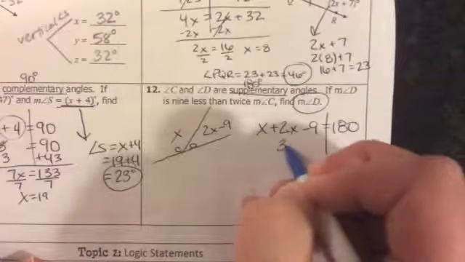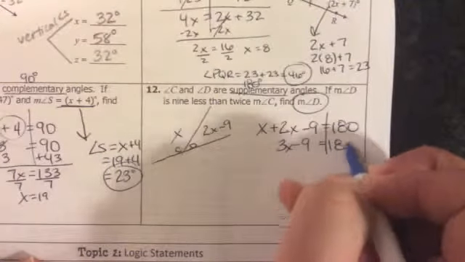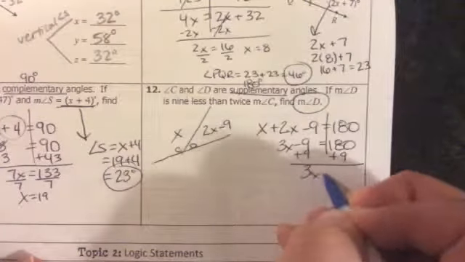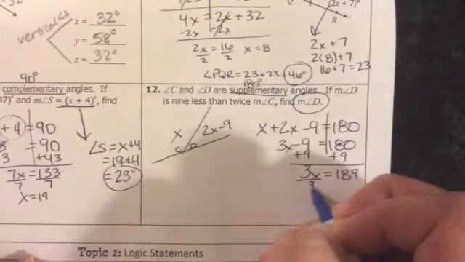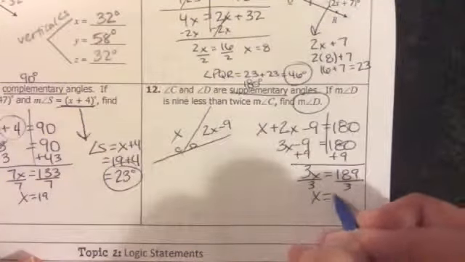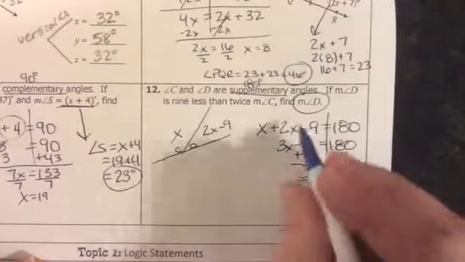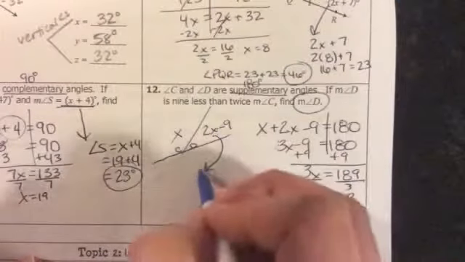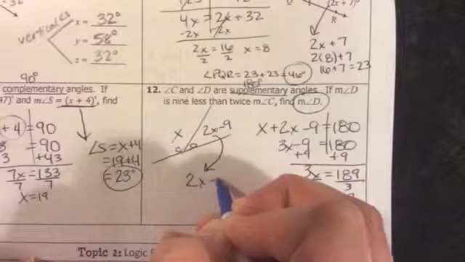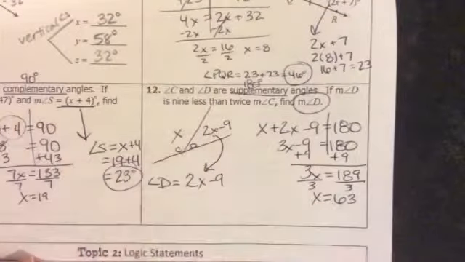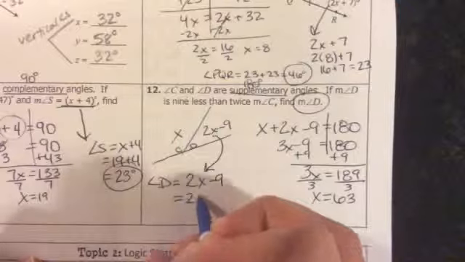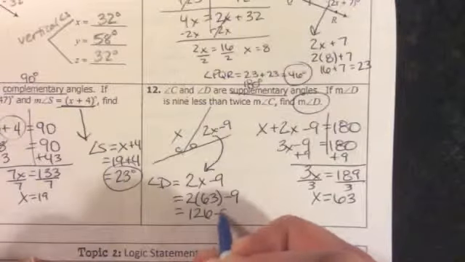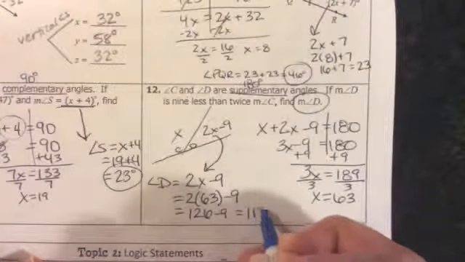I'm going to combine my like terms. 3x minus 9 equals 180, plus 9 to both sides. 189, and I'm going to go ahead and divide by 3. X equals 63. However, I don't want x. Again, I want angle D. So what I'm going to do is, this is my angle D right here, and I'm going to substitute my x right in there for that x. Angle D equals 2x minus 9. I'm going to go ahead and plug in 2 times 63 minus 9. That's going to get me 126. Take away 9. It's going to be 117 degrees.